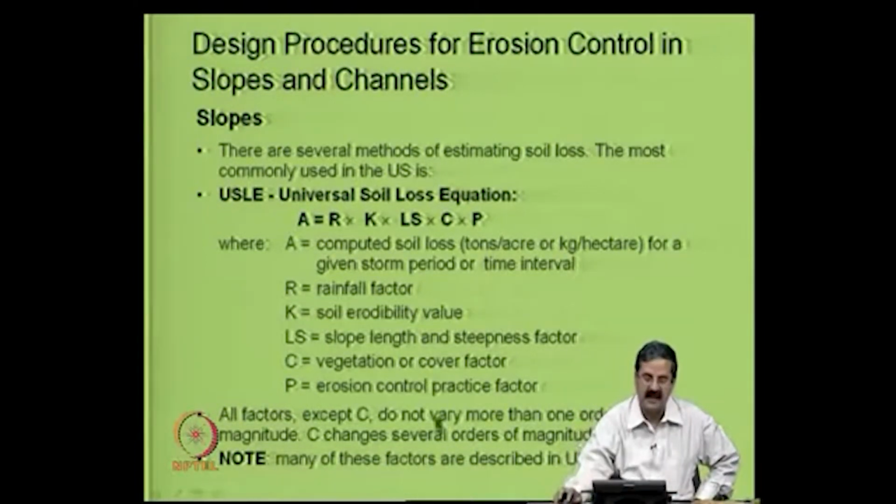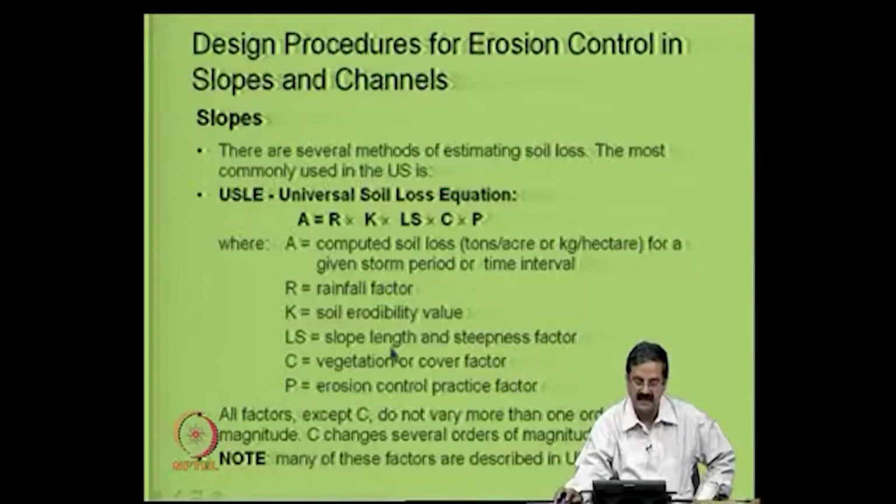In fact, there are some empirical relations given by various equations. For example, A is the soil loss here. The equation is A = R × K × Ls × C × P. A is the computed soil loss, R is the rainfall factor, K is the soil erodibility factor, Ls is the slope length and steepness factor, C is the vegetation or cover factor, and P is the erosion control practice factor. Essentially, they multiply many factors.